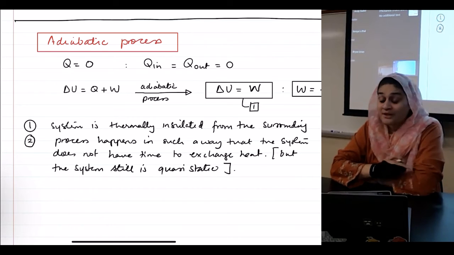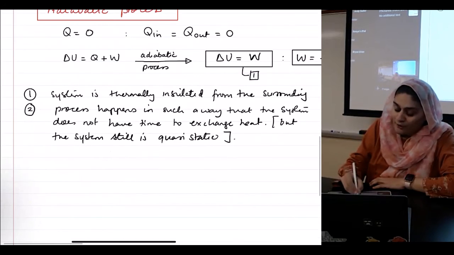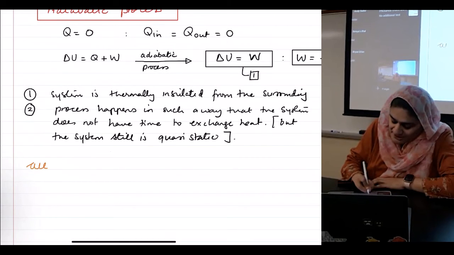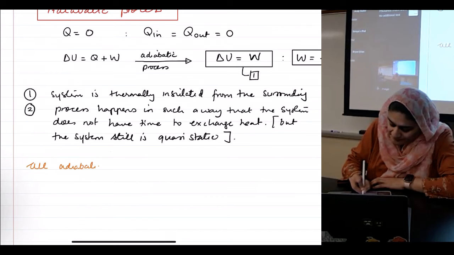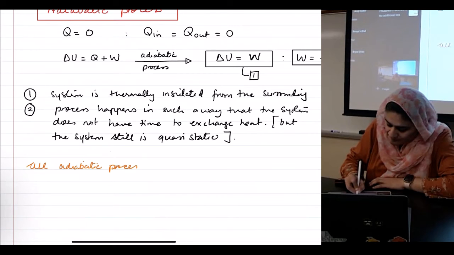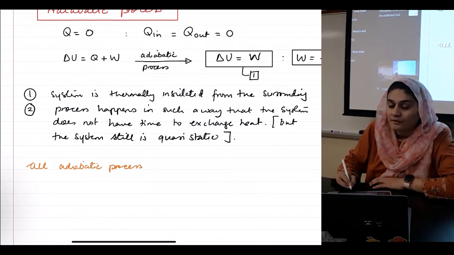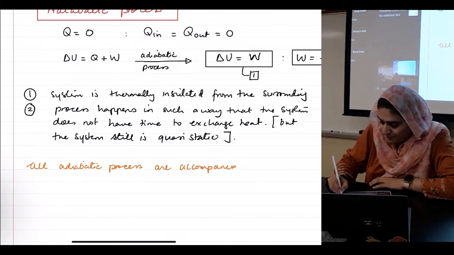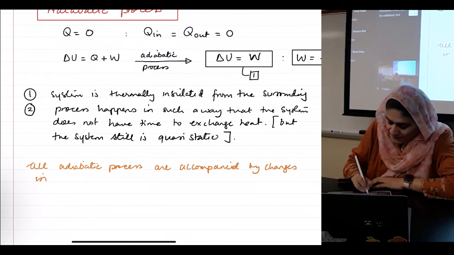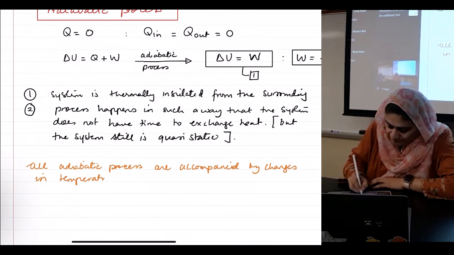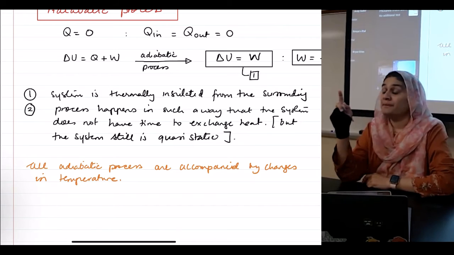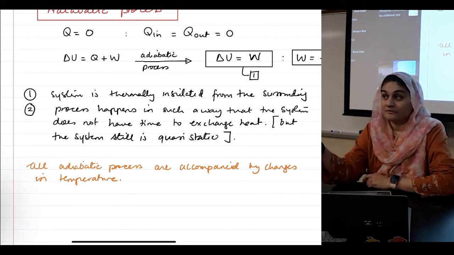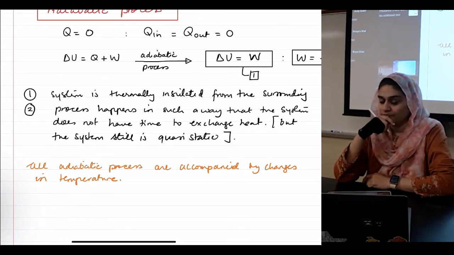Temperature goes up. So we can say all adiabatic processes are accompanied by changes in temperature. Temperature may go up or temperature may go down, depending on what kind of work you do.